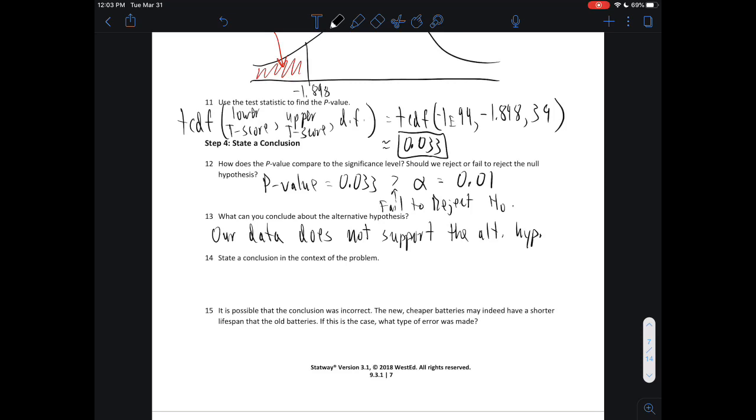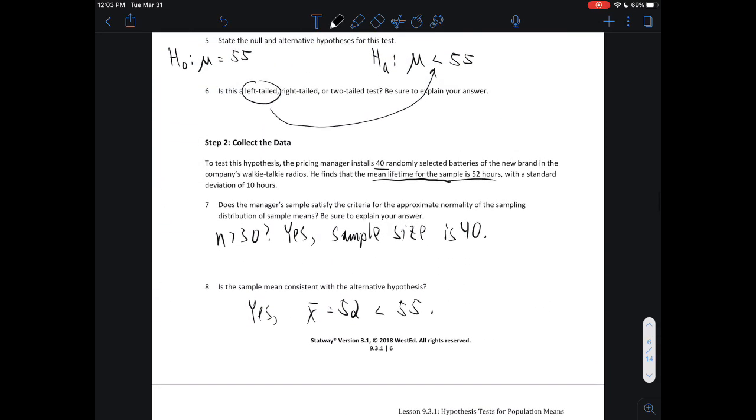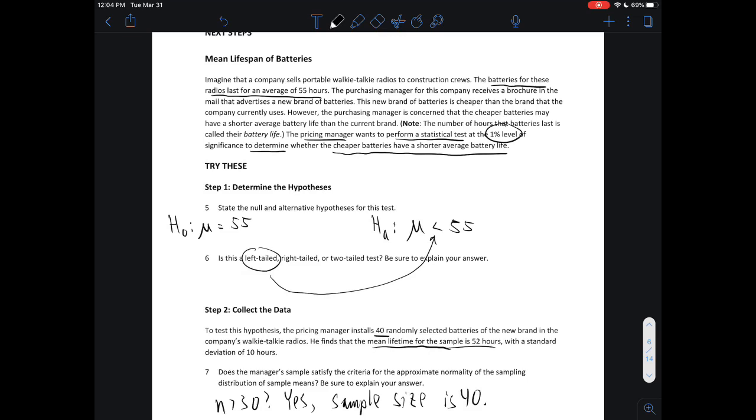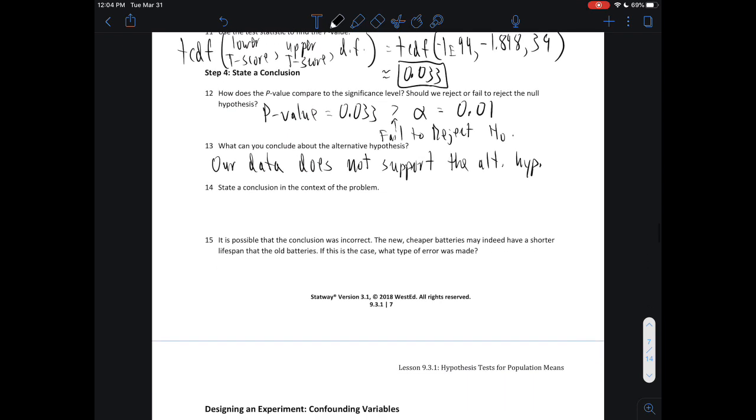Number 14, state a conclusion in the context of the problem. If we go back to our hypotheses, we can see that the test the manager was conducting was seeing if the batteries had a shorter average battery life. This was the alternative hypothesis, so this is our claim. Or we can also say that the data does not support that the batteries have a shorter average battery life. So we can either use the word claim, or we could just state something about the battery life.